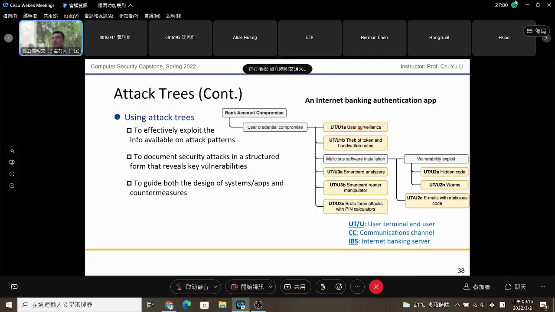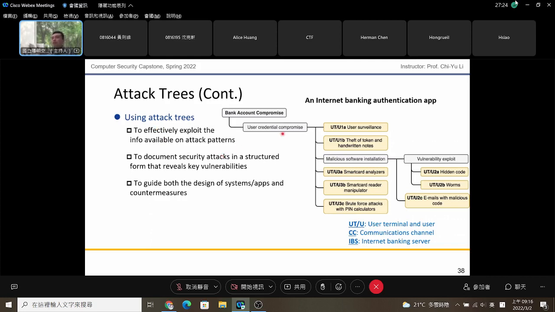Okay, so here I will not go through them one by one. This is just for your reference. This is a more complex attack tree, for your reference. So using the attack trees, we can effectively exploit the information available on attack patterns, and we can document security attacks in a structured form.